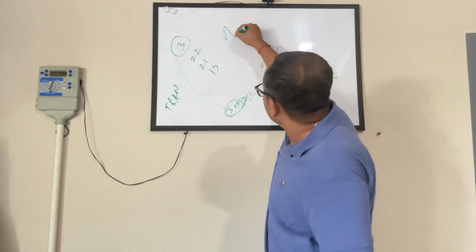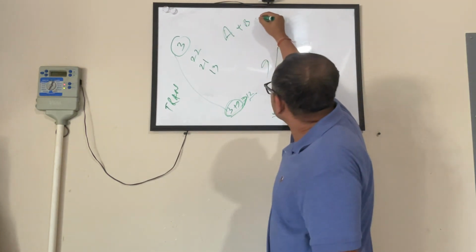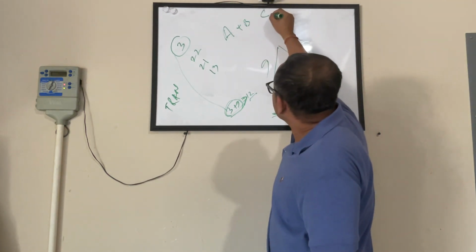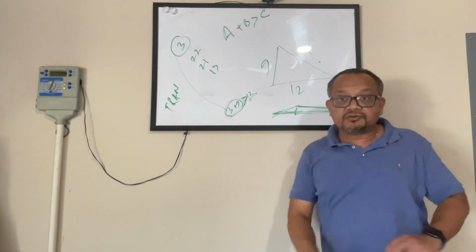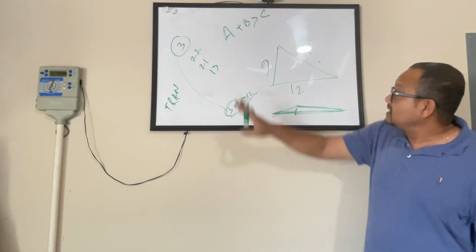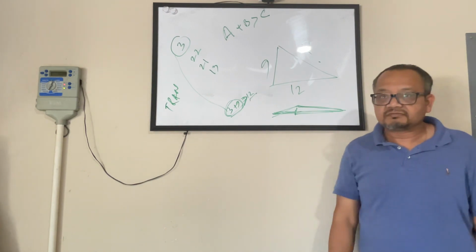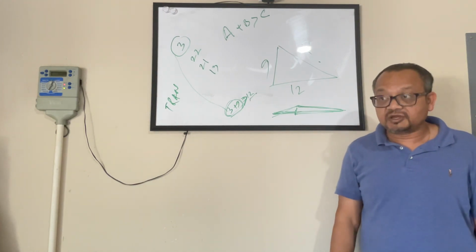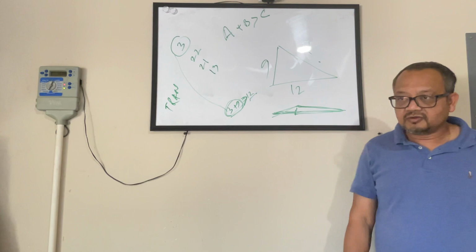So let's say you have 3 sides, A, B and C, any two sides, you just pick them up. The sum has to be greater than the third side. That's one of the properties of a triangle. Okay?